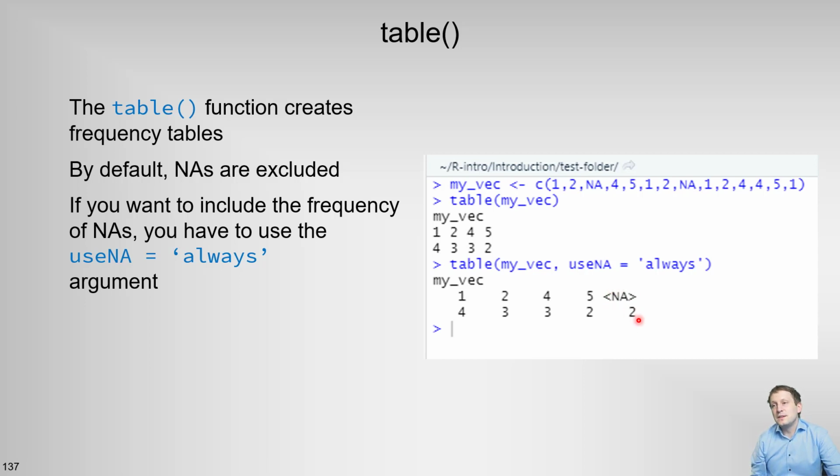If you do that, then the table function will also give you a count of the missing values. So again, you see that you always need to check the arguments of a function and also check what the standard behavior is. Other pieces of software might default to always showing you the number of missing values in something that you summarize with a frequency table. Not so the table function in R. You actually need to tell it to display the missing values.